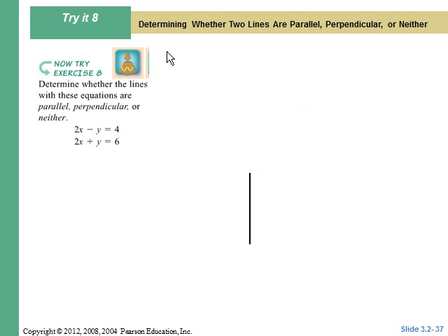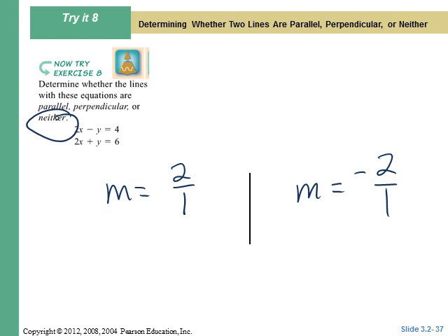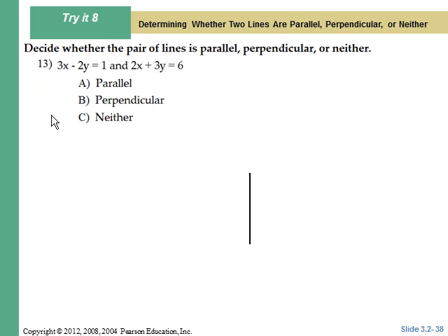Try this one. The first one, the slope is, change the sign, so it'll be 2/1. The second one, change the sign, so it'll be negative 2/1. They aren't parallel, and they aren't perpendicular, so they are neither.